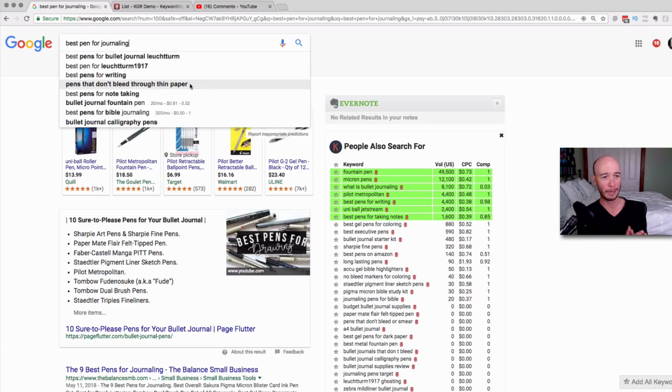So here is a buyer's term that doesn't look like a buyer's term. It will vary for every niche that you're in. So, pens that don't bleed through thin paper. All right, people are looking for a pen that blank, right? So if we go back to my old standby of beer brewing, there's vocabulary around home brewing beer that is not common knowledge. You have to be a real beer nerd to understand it.